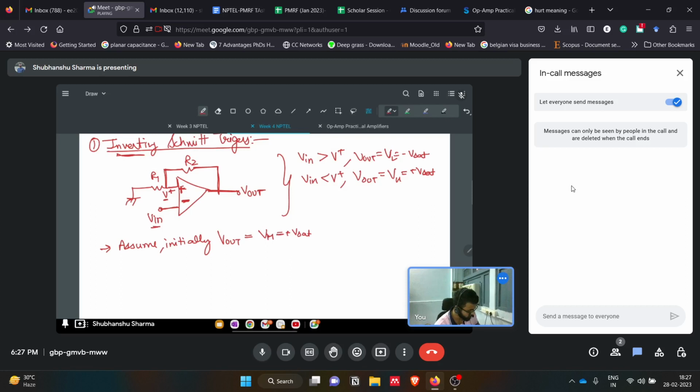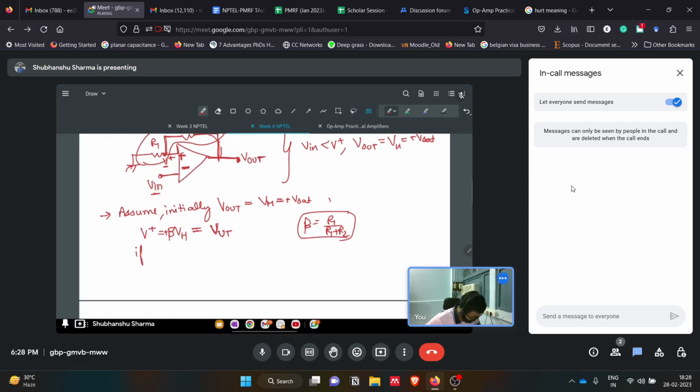We are assuming this. Since this is our feedback circuit, some part of the voltage will feed back to the circuit. So V plus will be beta of VH, where beta is the feedback factor. In this configuration, beta is R1 upon R1 plus R2. So this will be plus beta VH, which we can say is the upper threshold, UT.